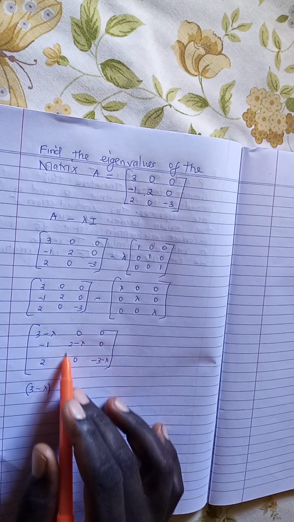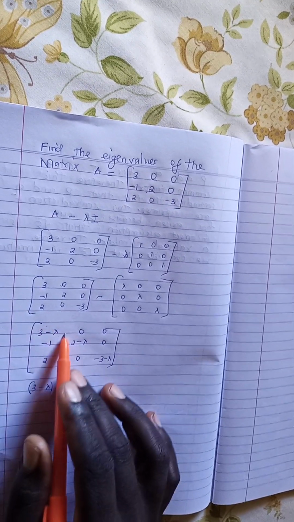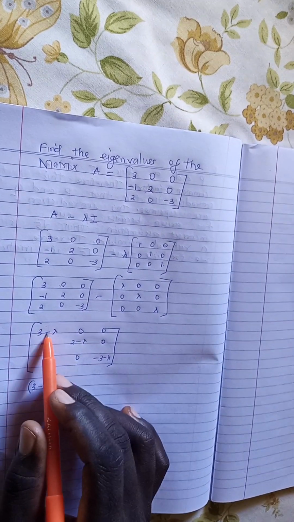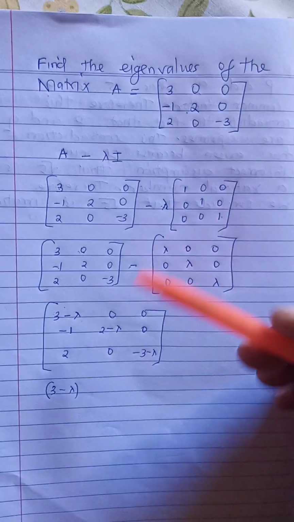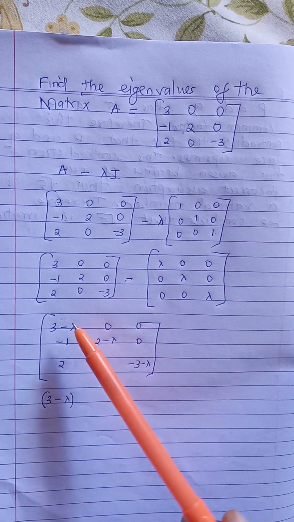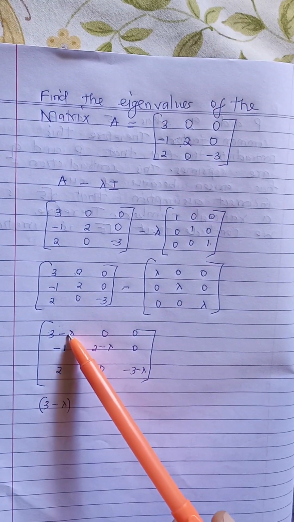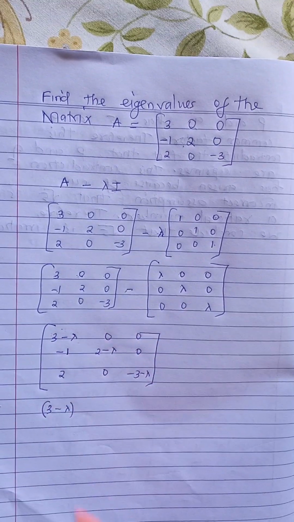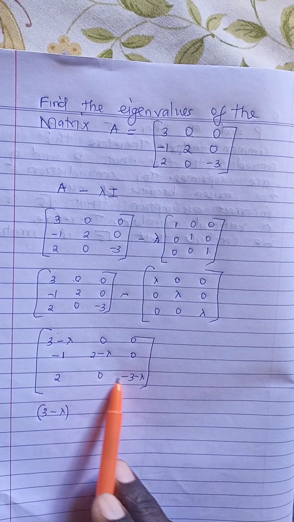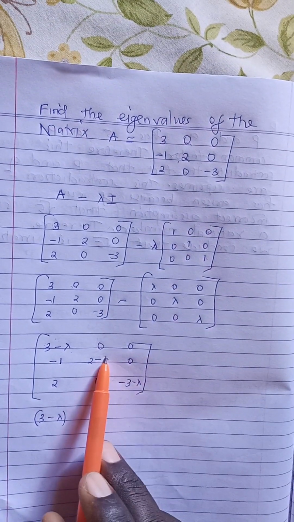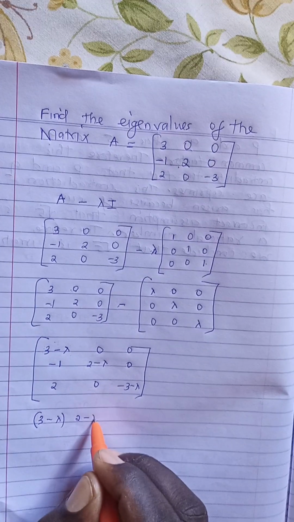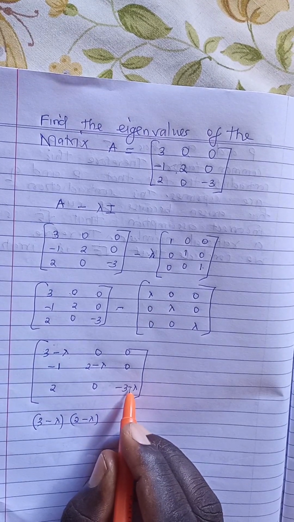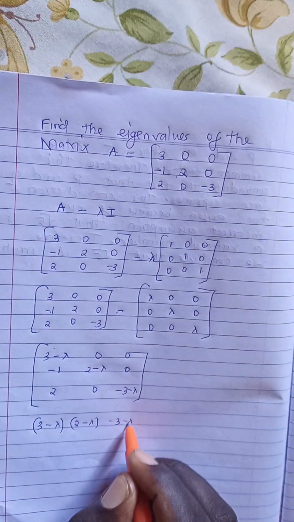Then we have to find the determinant of this 2 by 2 matrix. So I'm saying that you take the positive of 3 minus lambda, then you multiply with the determinant of this 2 by 2 matrix that has remained after closing this row and this column. So we will have the product of the elements of the main diagonal, that is 2 minus lambda, then negative 3 minus lambda.